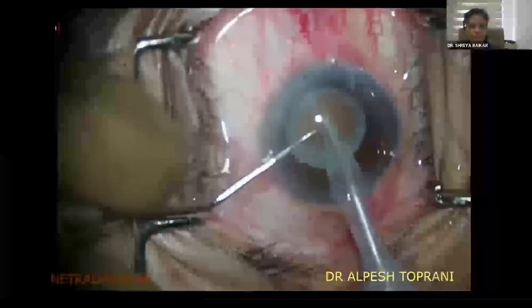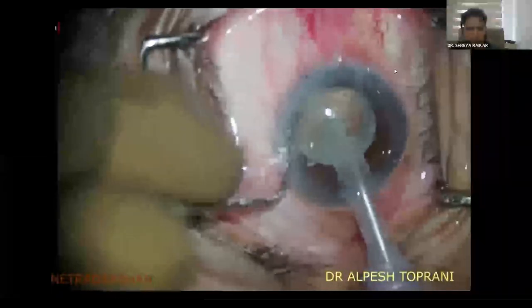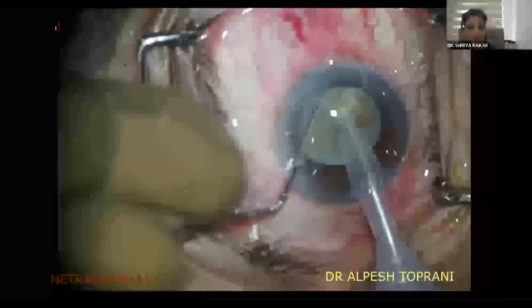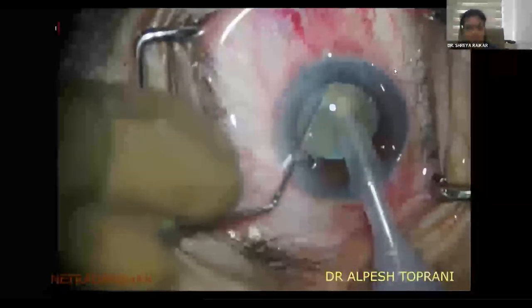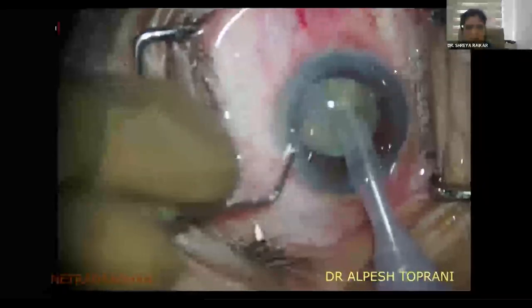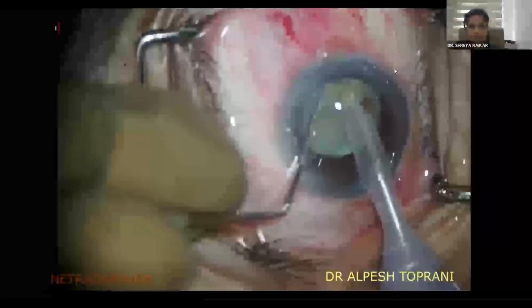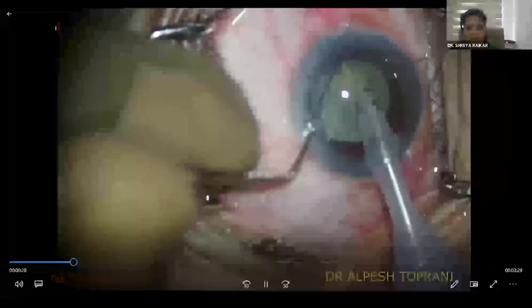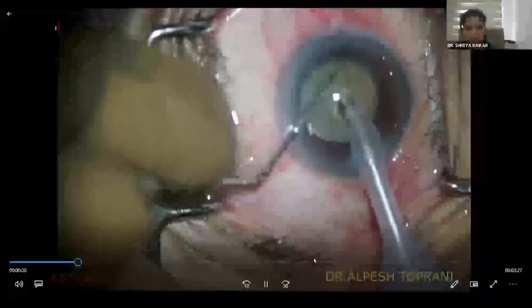We have used a horizontal chop for this technique. On the day of surgery, the pupillary dilatation was around 7 millimeters. As we can see over here, with the horizontal chop technique, we are trying to divide the nucleus. In a hard cataract, we have to divide the nucleus into around 5 to 6 pieces.